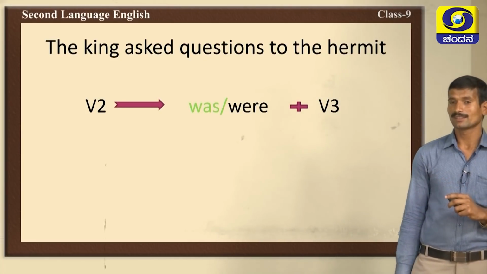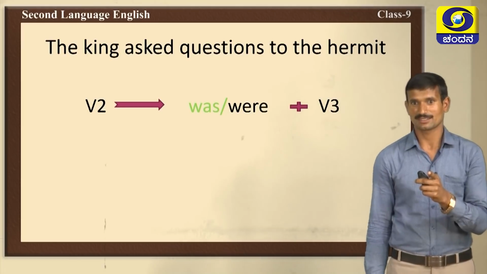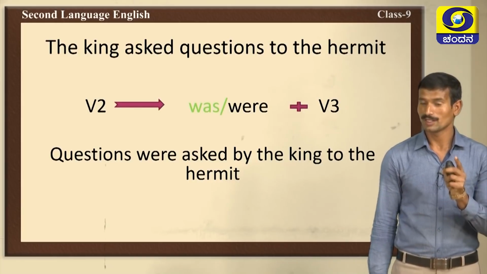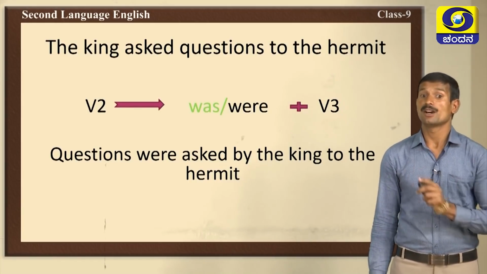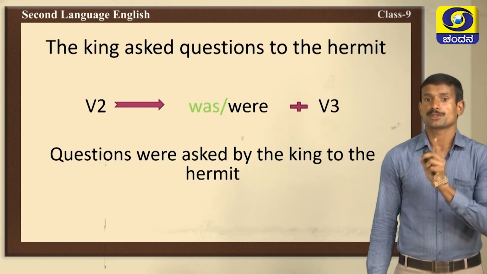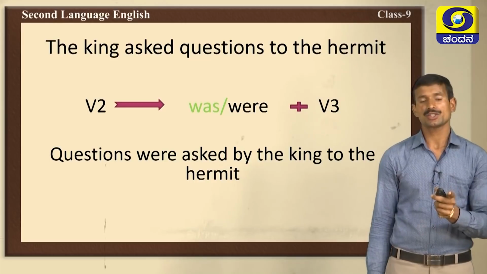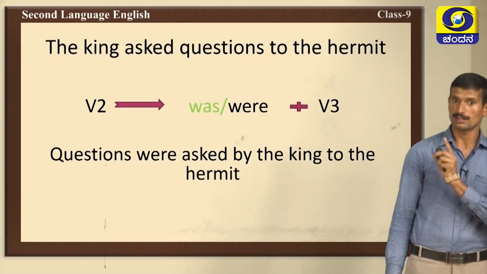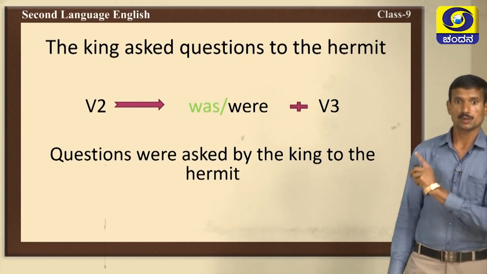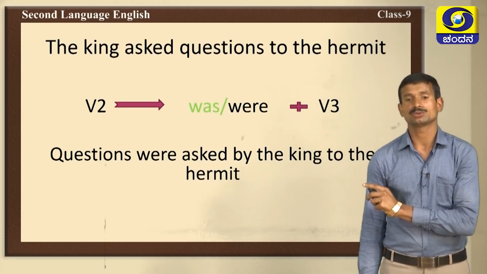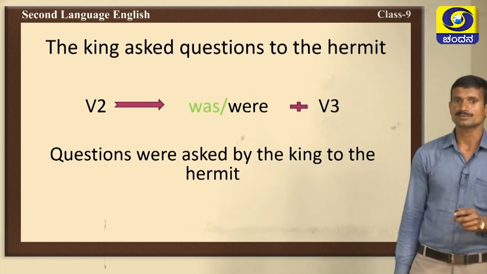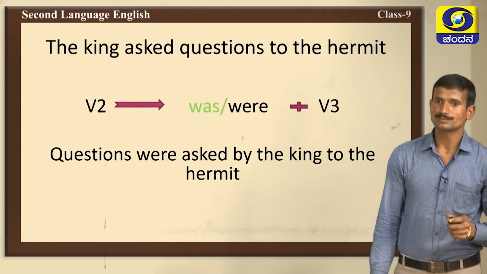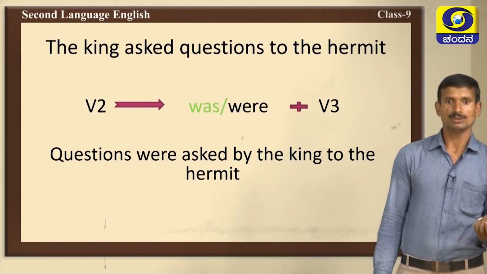Can you change this one? Very good. Questions, plural form is there. So, we should use were plus verb 3 form. If the verb 2 is given, we should change it to was or were plus verb 3. Here questions, the word is a plural noun. So, we have used were here. Questions were asked by the king to the hermit. Very good. Now, you are familiar with how to change simple present and past form into passive voice, active to passive voice.